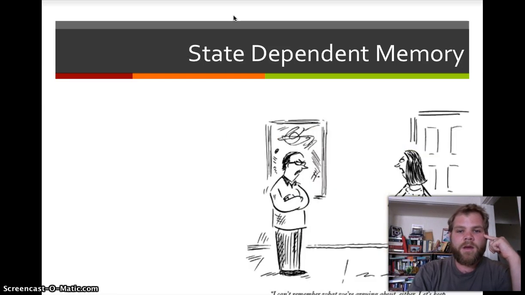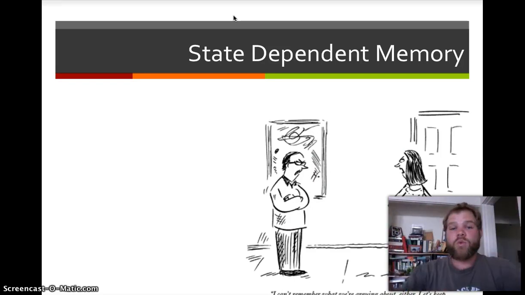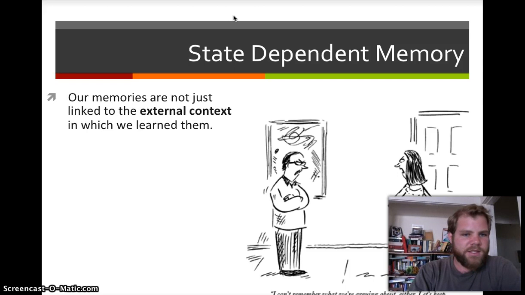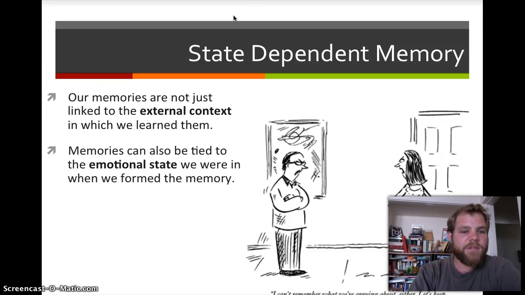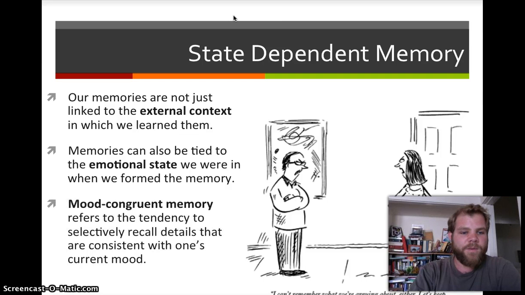Right? So not only are memories context dependent, but they're also state dependent, meaning it's not just dependent on what's out there in the world, but also on what's going on inside of your head. What emotional state is going on at the time that you're making the memory. And the cartoon right there, it gets cut off, I realize that, but it says, "I can't remember what we were arguing about either. Let's just keep yelling and maybe it will come back to us." So, signifying, let's get into the same emotional state that we got into when we started arguing, and then the memories will be triggered. So our memories are not just linked to the external context, as I said. Memories can also be tied to the emotional state we were in when we formed the memory.